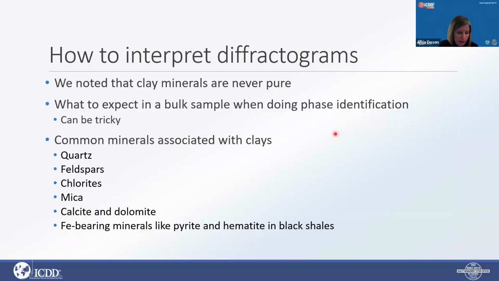All right, so now we know all that. We still need to figure out how to interpret our diffractograms. If we have natural samples, the best way is to keep in mind what the common minerals are that clays are associated with. I mentioned before, the more you know about your sample, the easier, or more straightforward, this gets. So you can think, okay, I'm most likely going to see quartz. I'm probably going to see some feldspars. I may see chlorites, mica, calcite, dolomite, and iron-bearing minerals, among others. But these are some that we can start with.